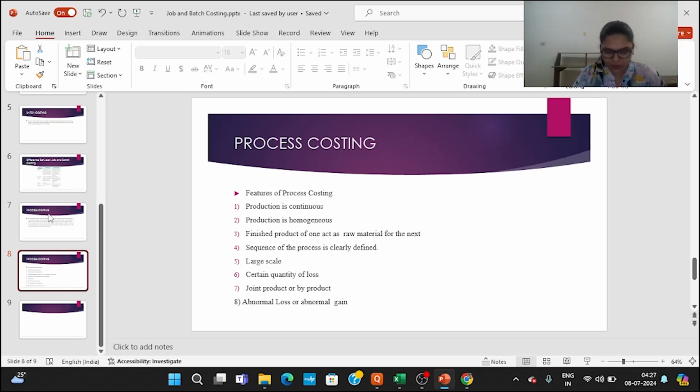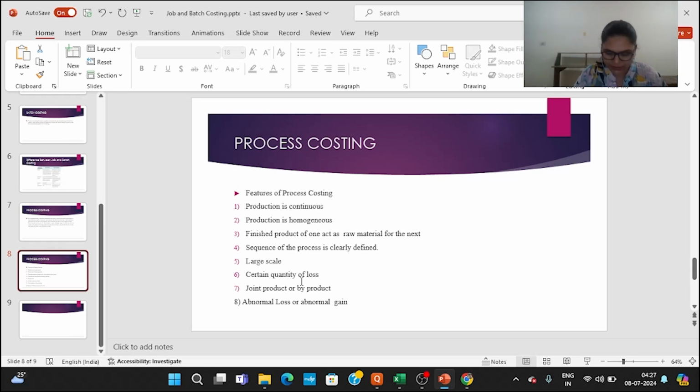The cost per unit of the production is average cost, which is determined by dividing the total cost of production by total units of production. And in each process, there is a certain quantity of loss which cannot be eliminated. This loss is also called normal loss. This loss is due to the nature of raw material, for example loss in weight, vaporization, chemical reaction. This loss is borne by good units.